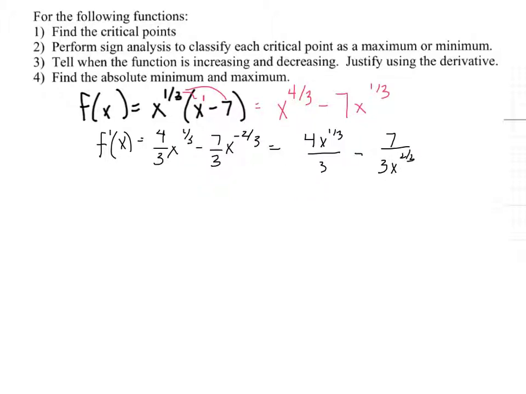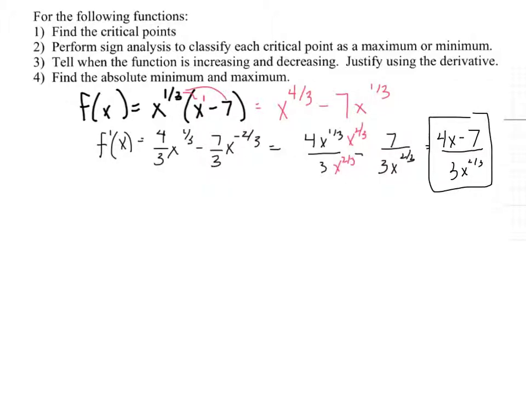Now, why I think that works so nice is now I'd like to find a common denominator. So I'm going to multiply this by x to the 2/3 on the top and bottom. Well, x to the 1/3 multiplied by x to the 2/3 is just x. So my derivative comes out to just be 4x minus 7 over 3x to the 2/3. And yeah, it's not a great looking derivative, but it'll be pretty easy to find critical points.